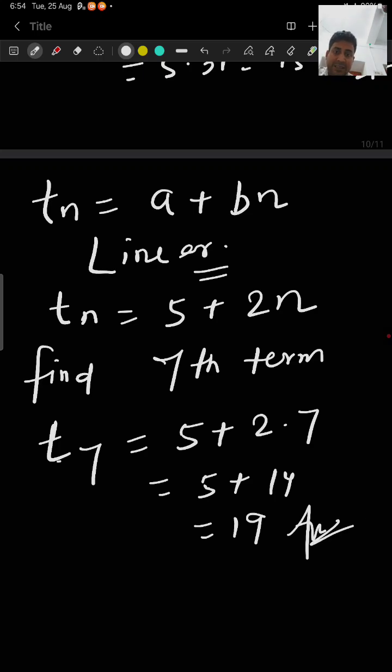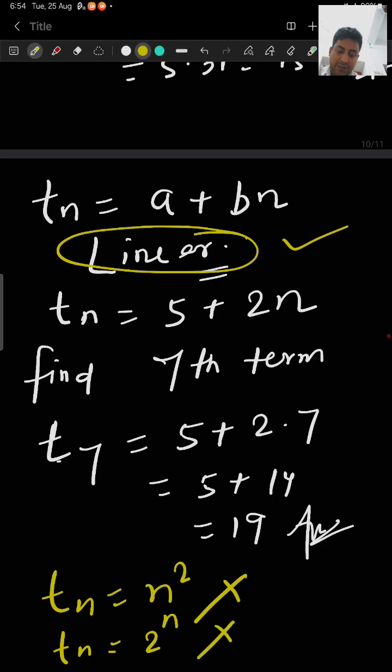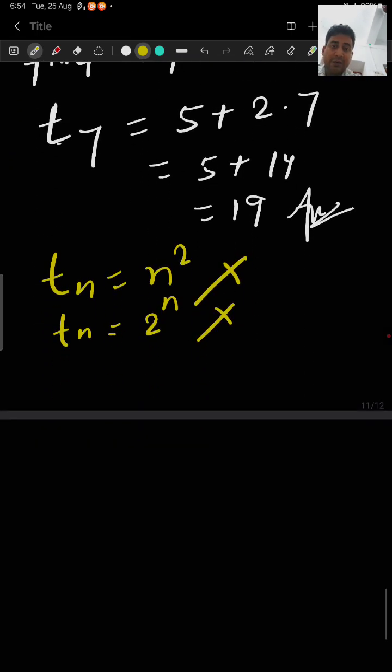19 will be the answer. If this is in linear form, it will be in AP. If this is quadratic, exponential, anything like n square, or 2 to the power n, this is not in AP. How can we check? How do I know?